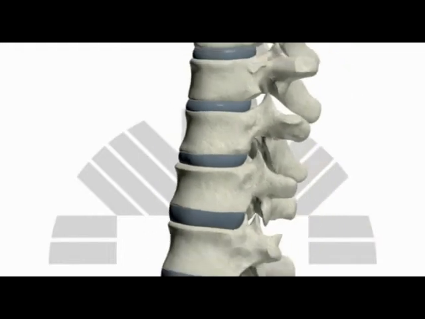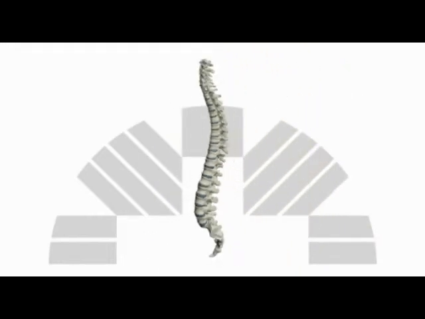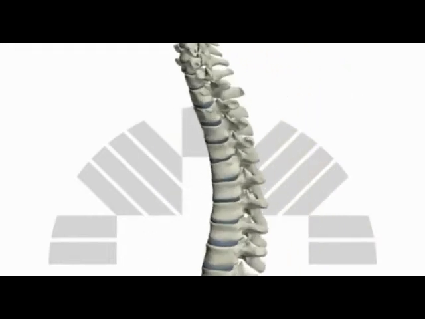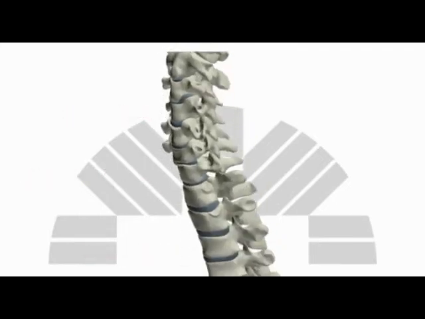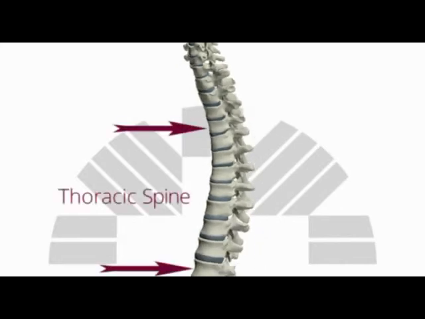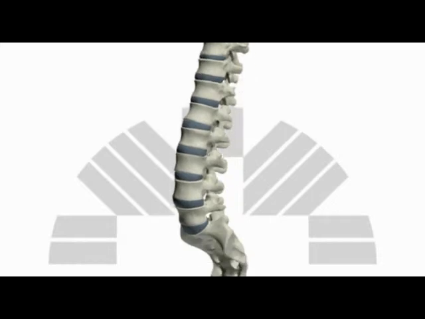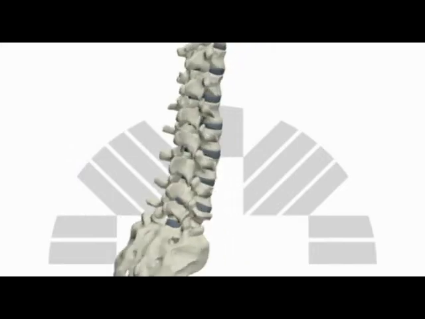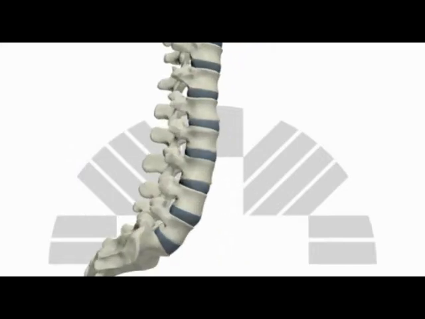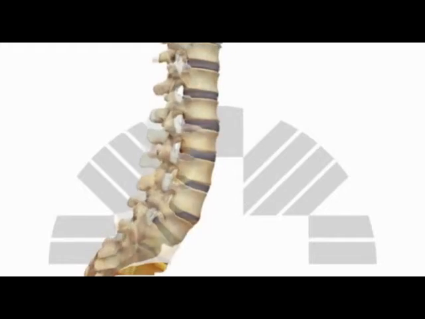A healthy spine forms an S shape from the neck to the lower back, and we divide it into three main sections: the neck or cervical spine, the chest or thoracic spine, and the lower back or lumbar spine. The lumbar spine is the hardest working part of your spine because it carries the most weight and it moves the most when you bend and lift. So it is most often the area of your spine causing your pain.